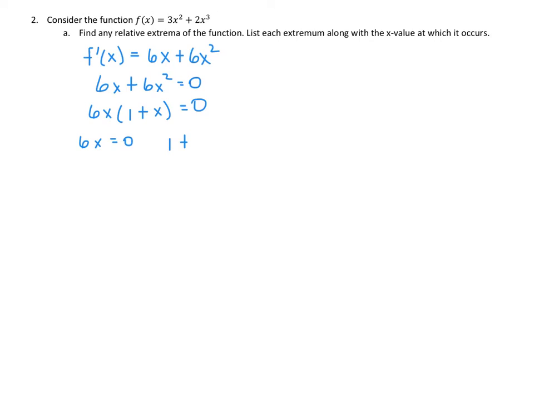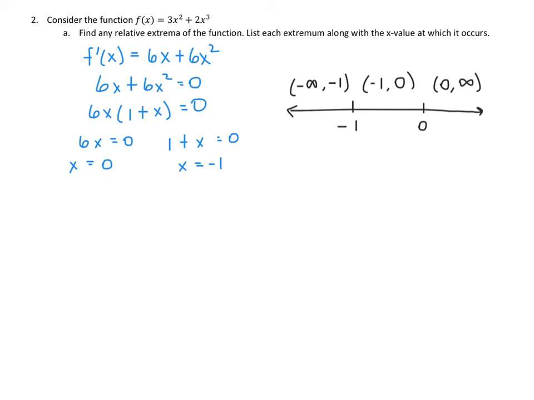So we can set the 6x equal to 0 and then the 1 plus x equal to 0. Solving for x, we get x equal to 0 and x equal to negative 1 as our two critical values. Next, we want to divide our x-axis into 3 intervals around those critical values. Since we have 2 critical values, it's going to divide our x-axis into 3 intervals. Negative infinity to negative 1 is one interval, and then negative 1 to 0, and then 0 to infinity.